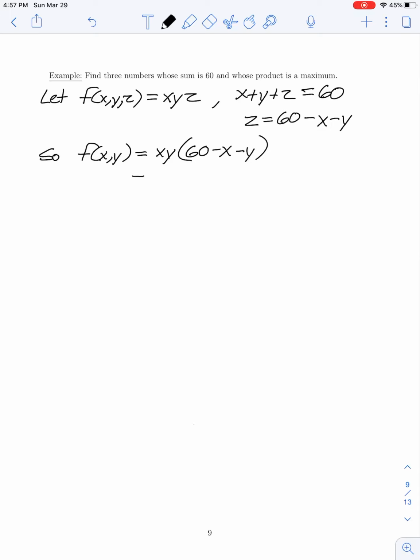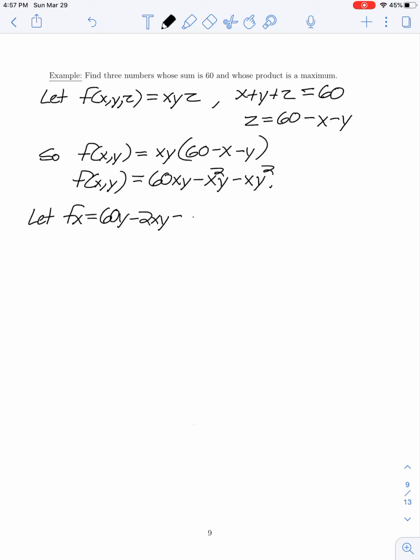So here, our product would be x times y times z, which was 60 minus x minus y. Or if I distribute, we have 60xy minus x squared y minus xy squared as our function. So now, in order to maximize this function, we need to start by finding the critical points of our function. And recall that the critical points are found by setting our partial derivatives of the function equal to 0.